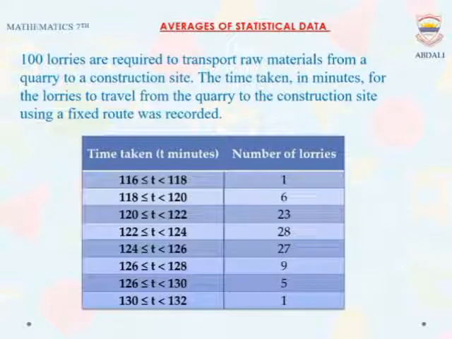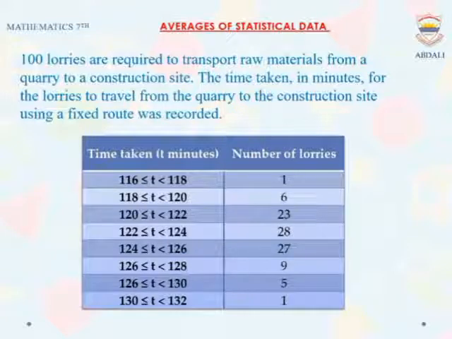So here is our question. 100 lorries are required to transport raw material from a quarry to a construction site. The time taken in minutes for the lorries to travel from the quarry to the construction site using a fixed route was recorded. So class, we have 100 lorries and we have to transport some raw material from one side to the other side. They have recorded the time in minutes.